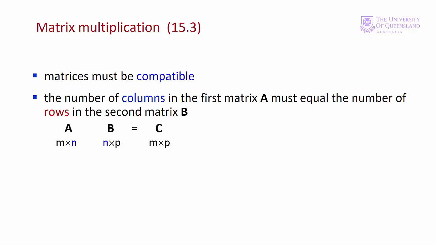So in general, we'll have A as an m by n matrix and B an n by p matrix. To check whether the matrices are compatible, we look at the columns in the first matrix and the rows in the second matrix and see that they're equal. When we write down the dimensions, we have to have an equality between those two inner numbers. If A and B are compatible, then we end up with an m by p matrix as the result.